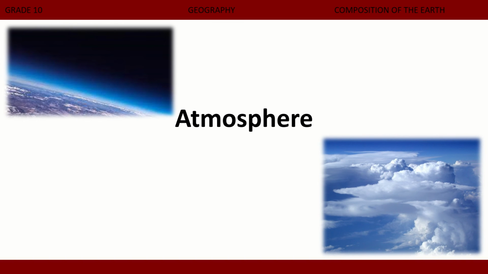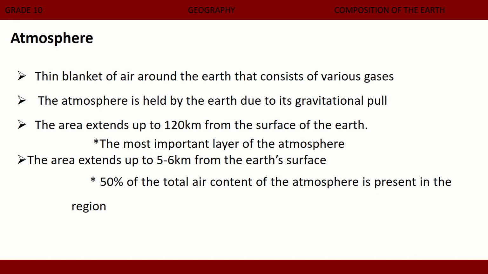Now we are going to discuss the atmosphere. The atmosphere is the thin blanket of air around the earth that consists of various gases. The atmosphere is held by the earth due to its gravitational pull. The most important layer of the atmosphere is the area that extends up to 120 kilometers from the surface of the earth.